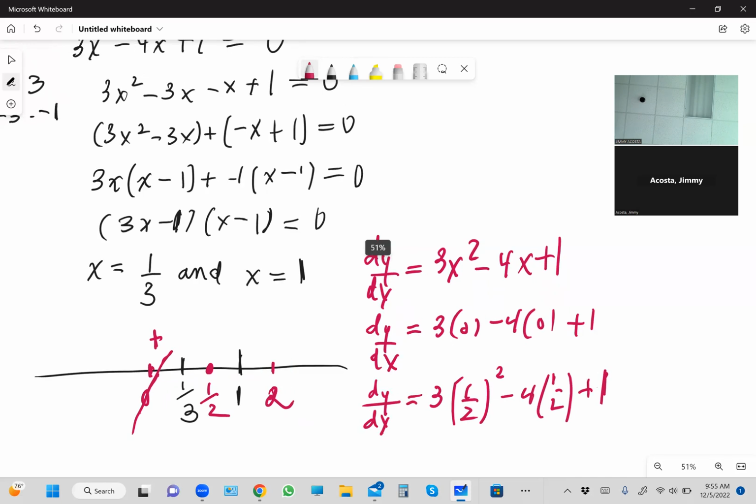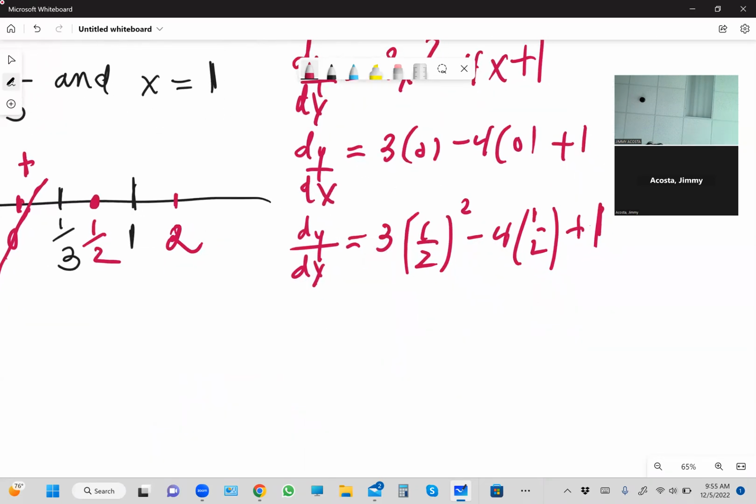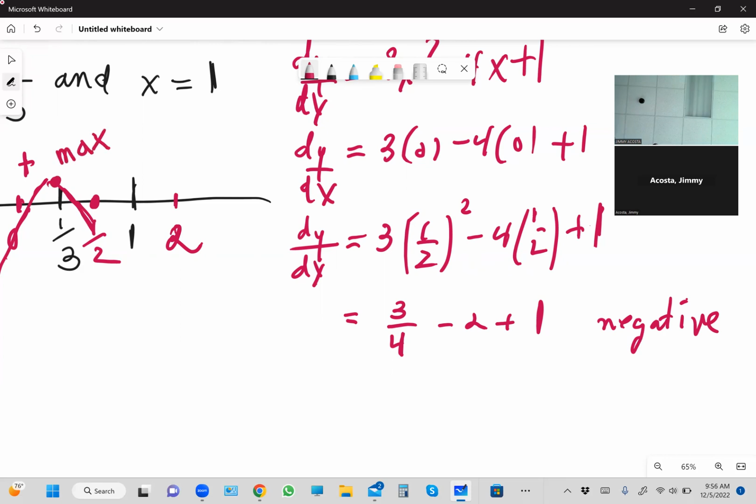So let's do this. This is going to be 3/4 minus 2 plus 1. That's going to be negative. So negative. So here it goes down. So this has to be what? And it's negative, but it's going to be a maximum. When you have increasing on the left and decreasing on the right of the stationary point, we have a maximum.